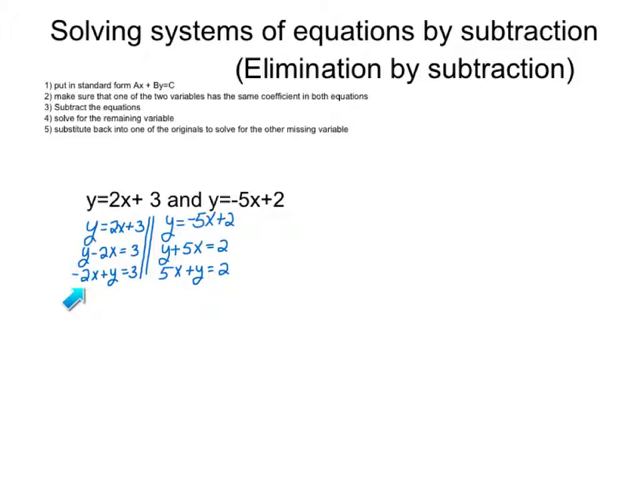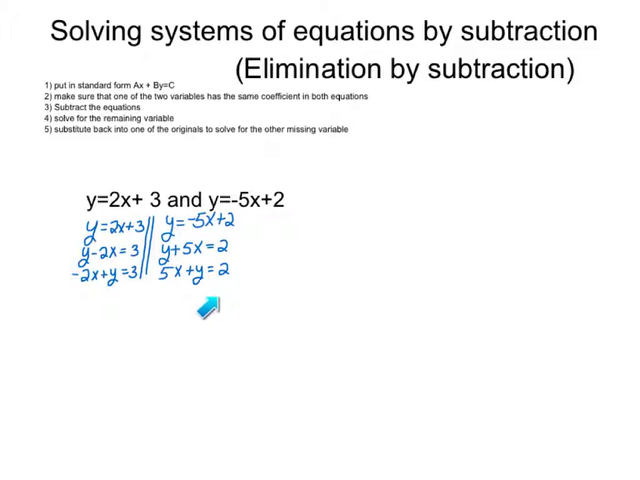So we've taken the two equations, y equals 2x plus 3, and put that into the standard form of negative 2x plus y equals 3. And the second equation, y equals negative 5x plus 2, and put that in the standard form of 5x plus y equals 2.